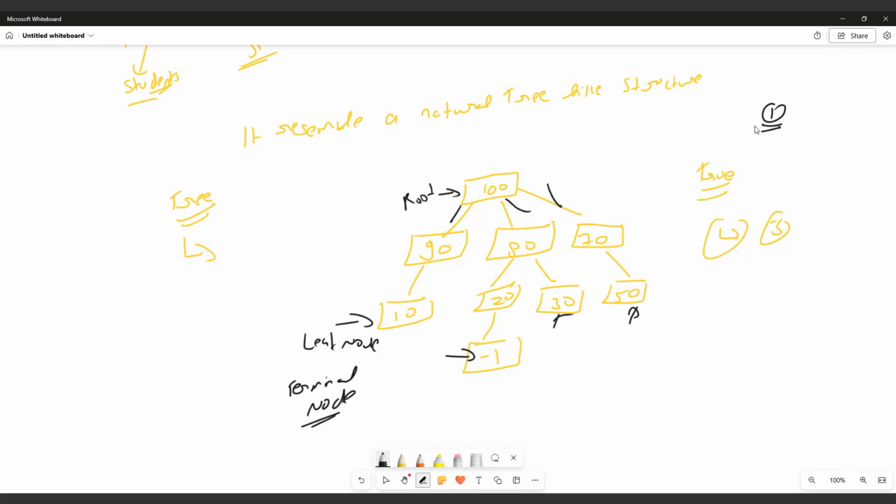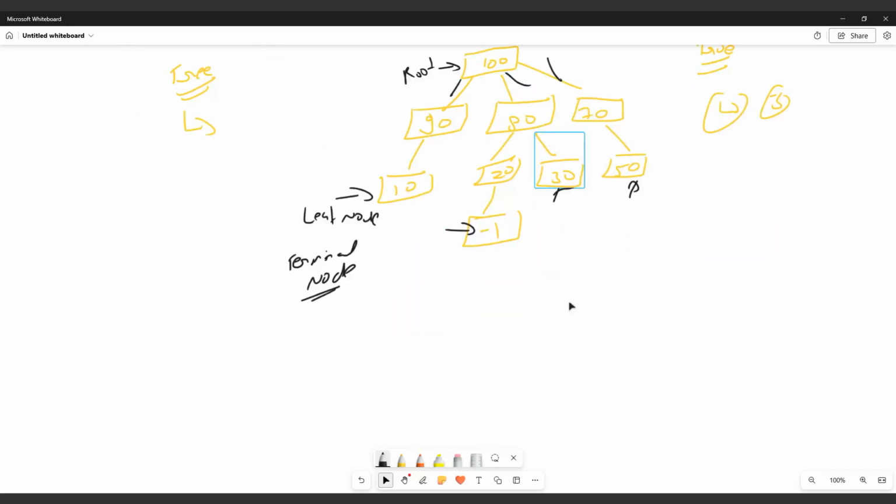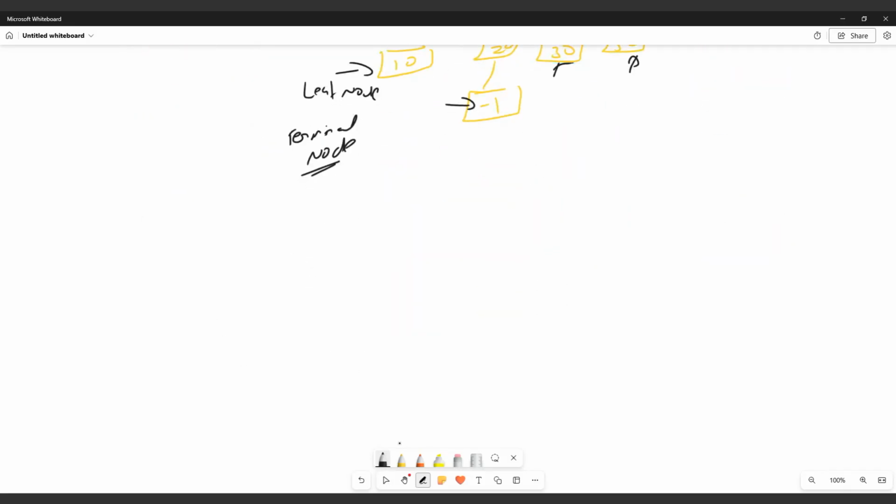Okay, class. Now, generally, there are multiple types of trees, such as binary trees. I'm writing here: there are different types of trees, but we are going to learn them one by one. Now we are going to discuss the binary tree first.